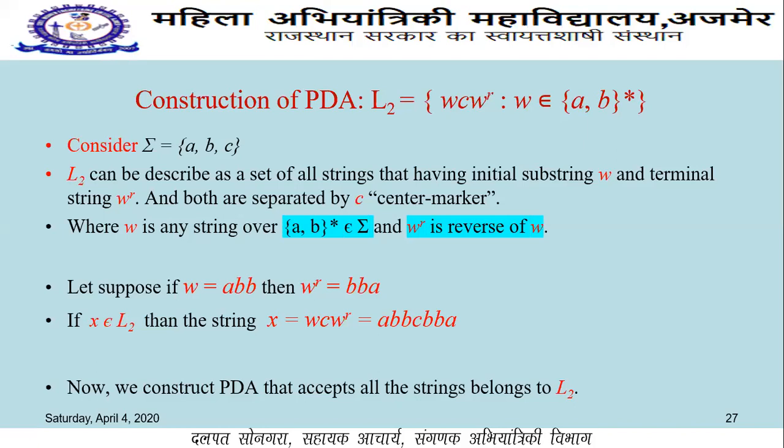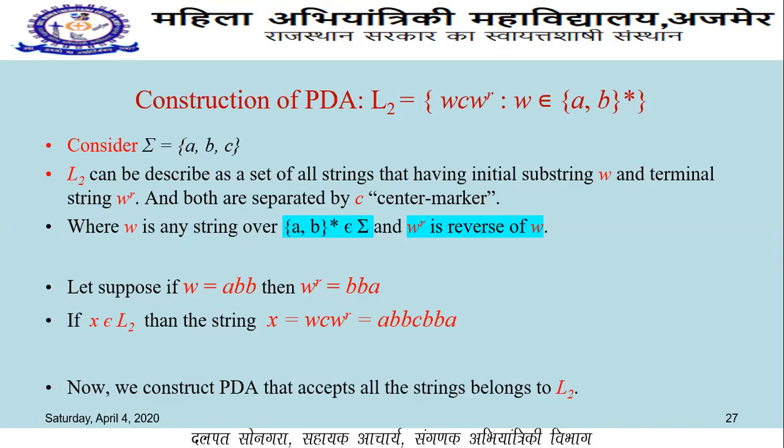Today we learn the construction of pushdown automata for language L2. This language L2 is a context-free language, described as the set of all strings having an initial substring W and a terminal substring WR, and both are separated by a C center marker. This C belongs to sigma. It means according to this language, sigma is A, B and C.